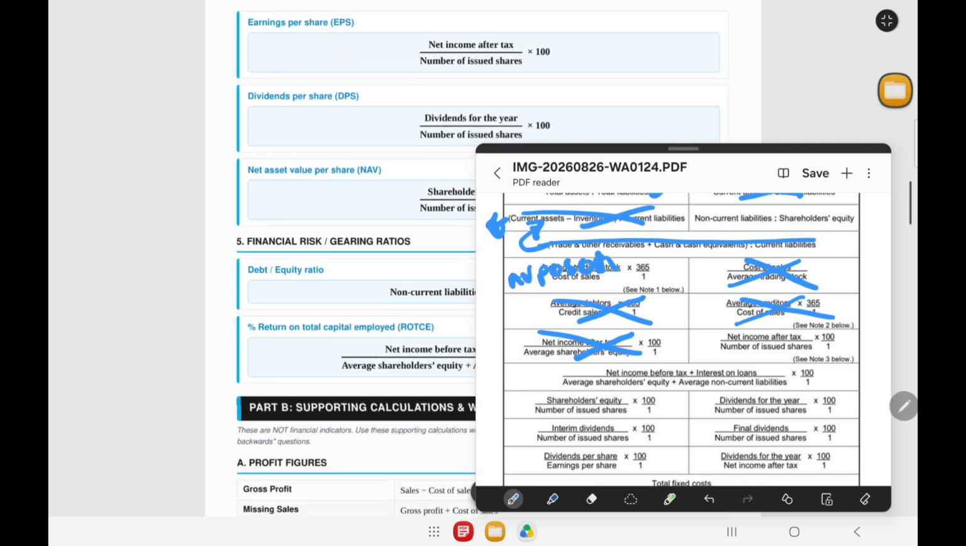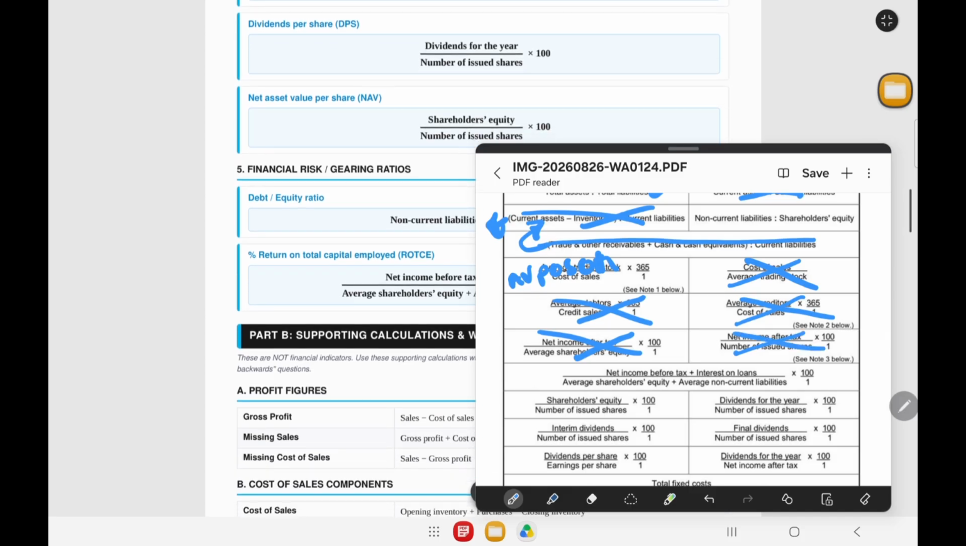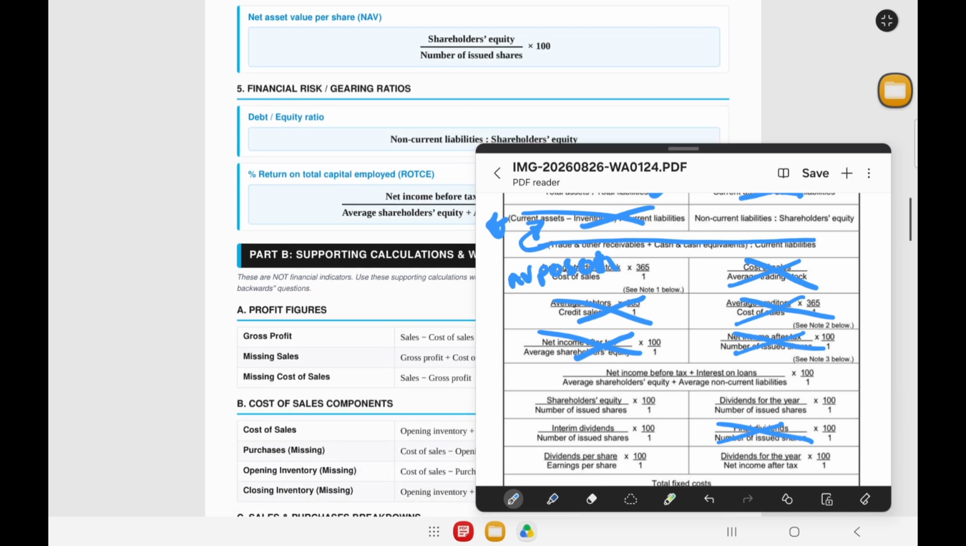Now let's move to earnings per share. You have net income after tax over number of shares issued. Net income after tax, number of shares issued times 100. And there it is. And let's look for dividends per share. Dividends for the year over number of issued shares. I believe it's this final dividends over number of issued shares. Okay. So we also have net asset value per share, which is shareholders' equity over number of issued shares. Let's look at shareholders' equity. There it is. It's also featured.